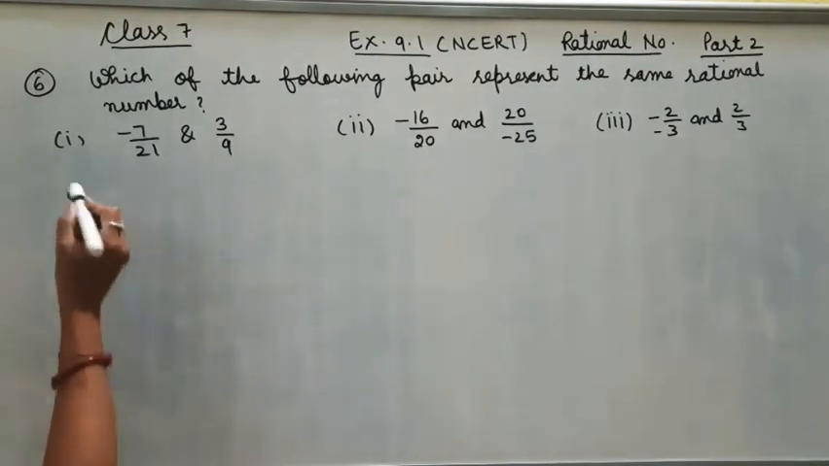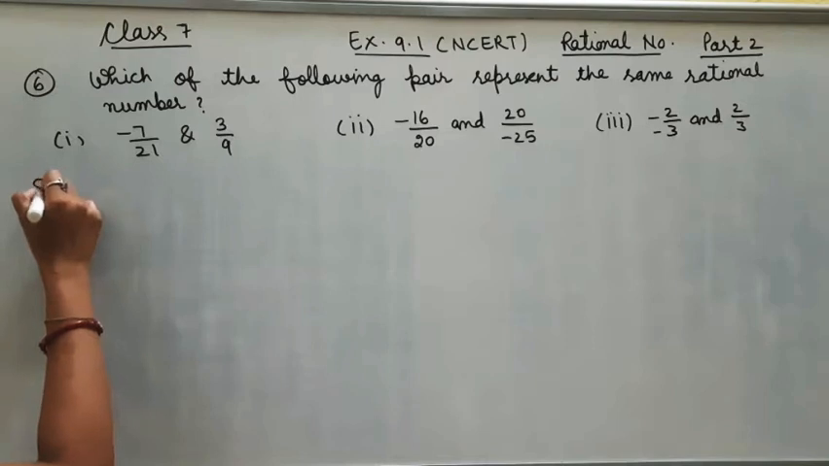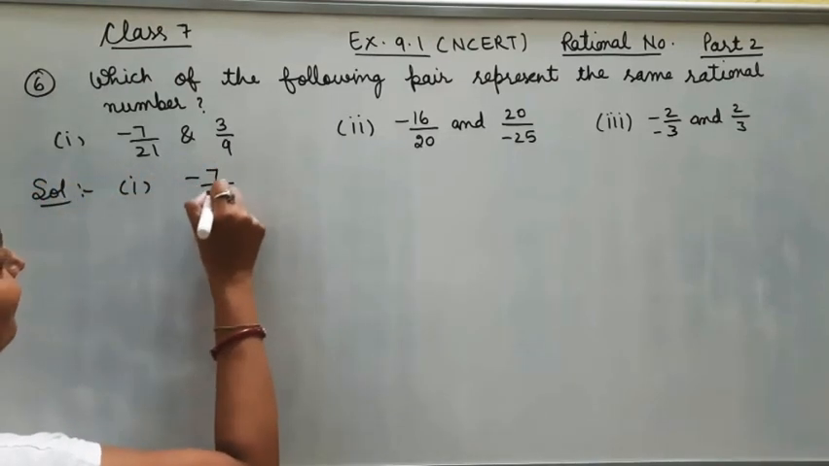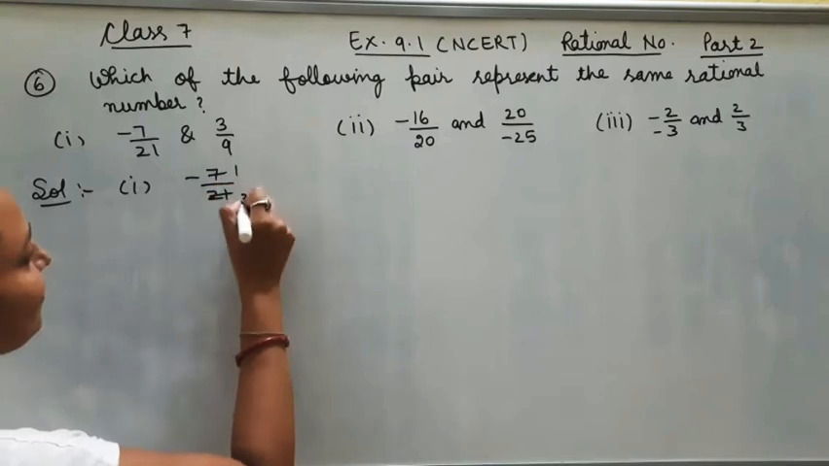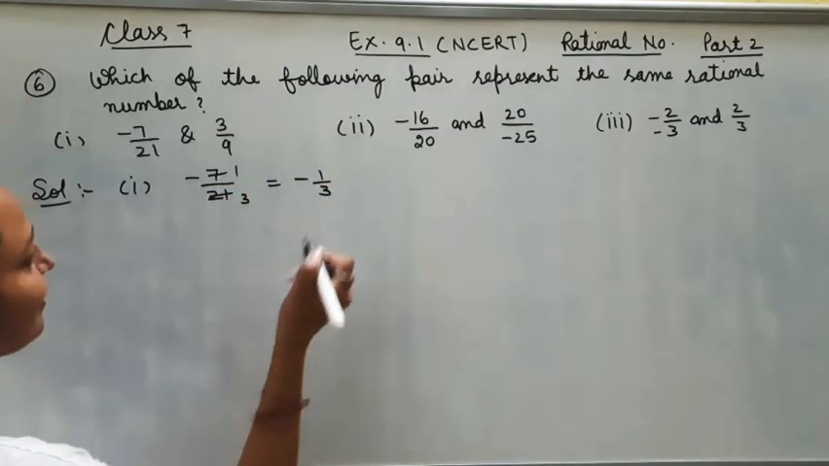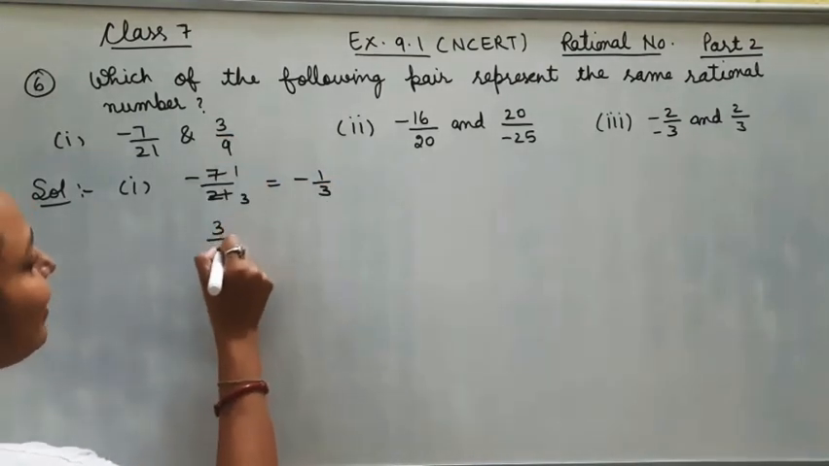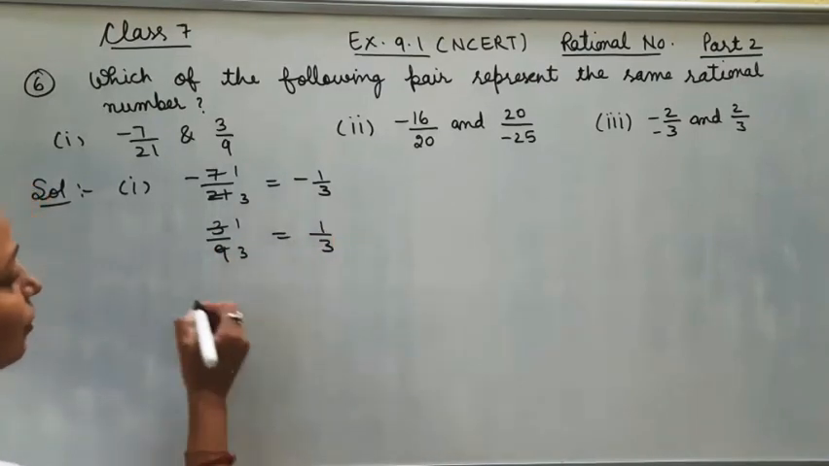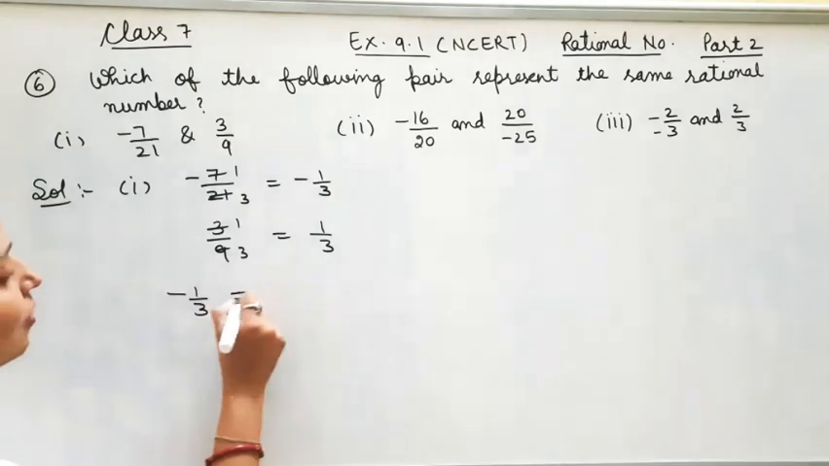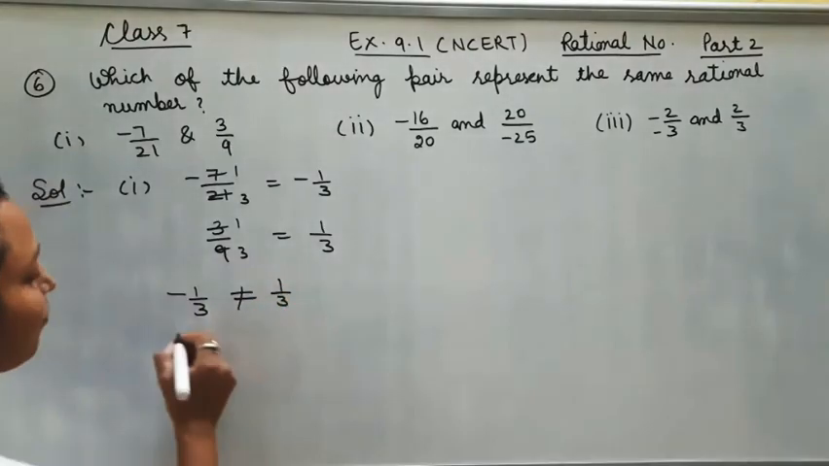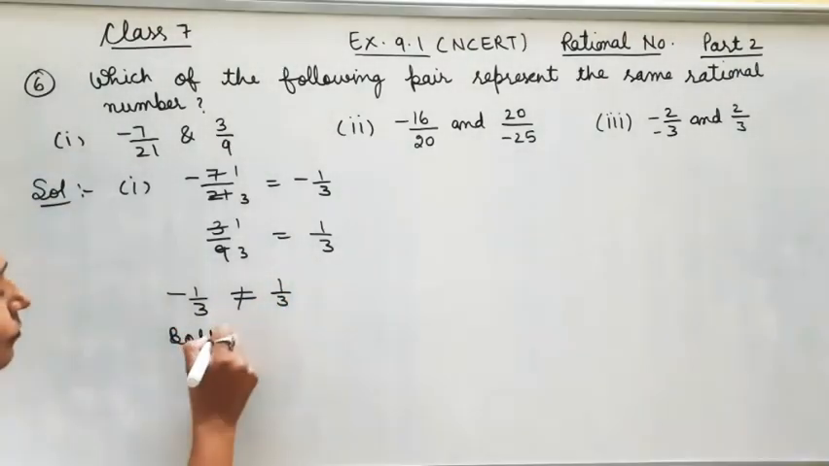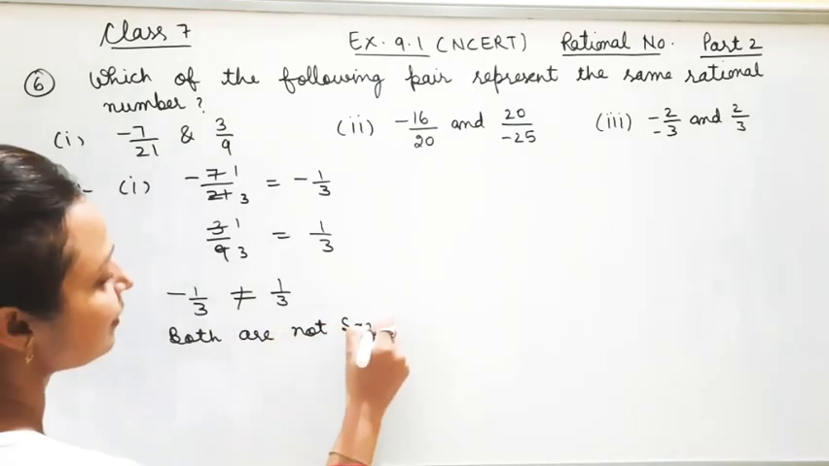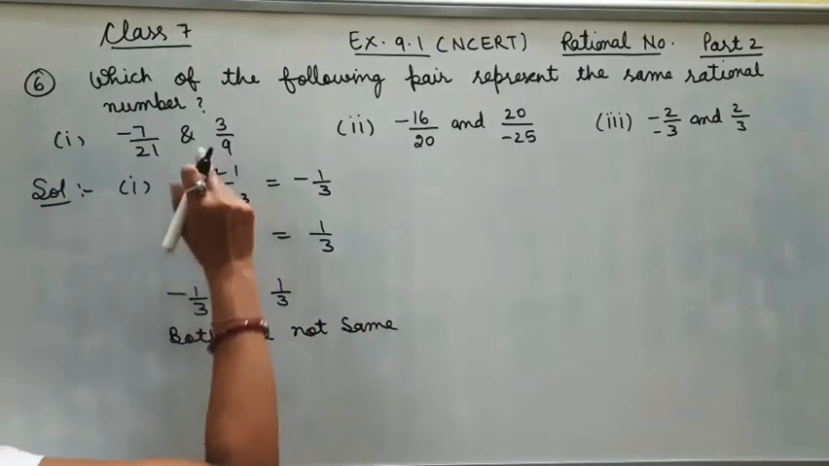First of all, I will do the first part, which is very simple. How to solve? This is minus 7 by 21. 7 times 7, 7 times 3 are 21. This is minus 1 by 3. The second is 3 by 9. After cancellation, we will get 1 by 3. So minus 1 by 3 is not equal to 1 by 3. So both are not the same. That means this and this are not the same.